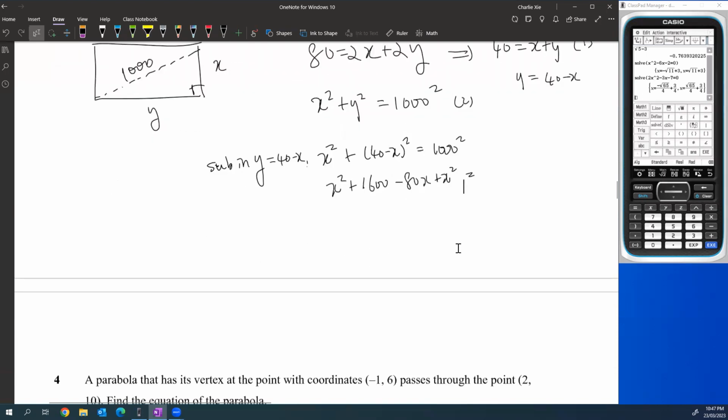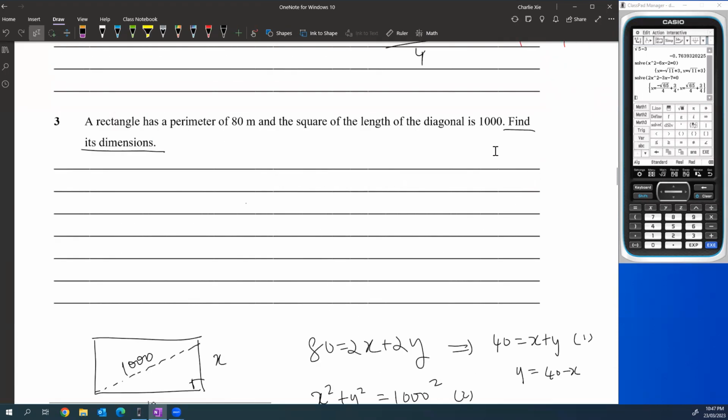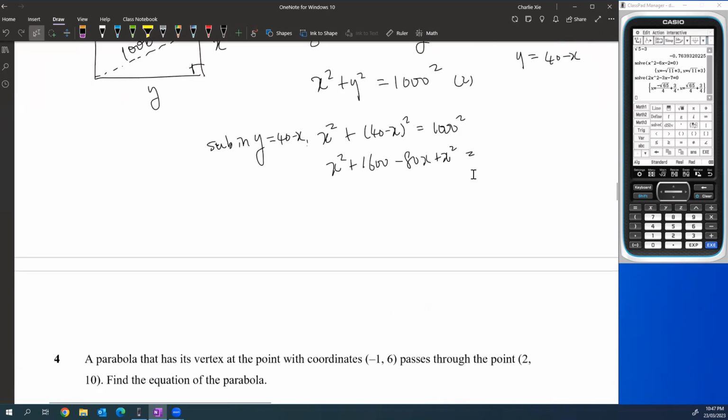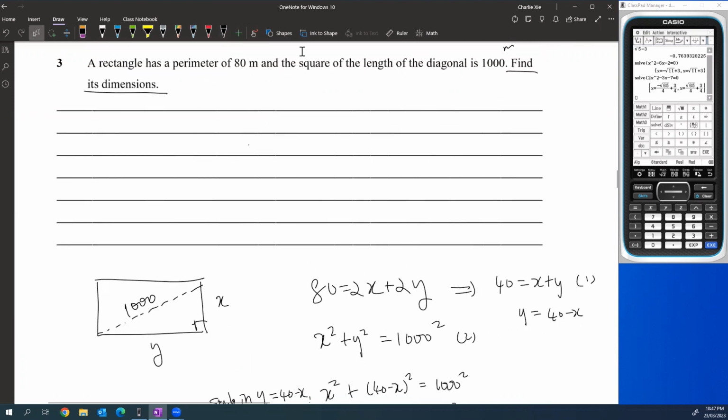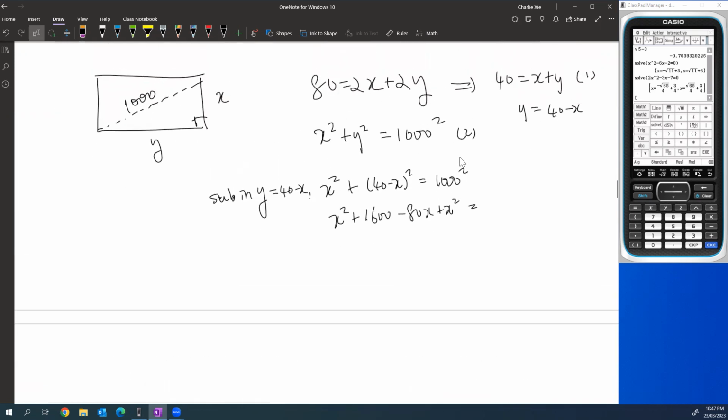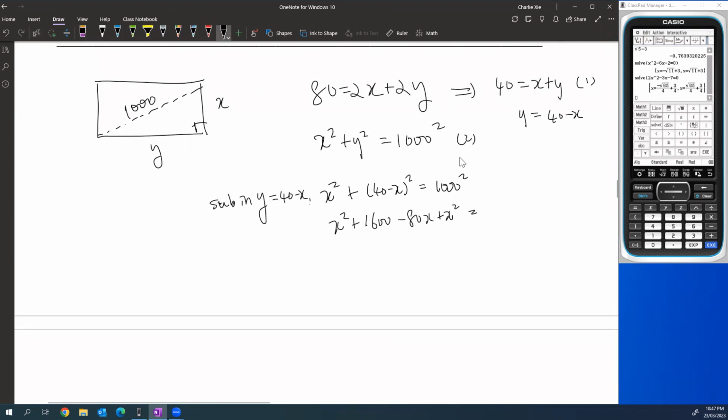Yeah, that's a very large number. Then just double check the units. I didn't mention the units. I have to assume that's meters. Let me double check. Diagonal is 1000. We'll assume that's meters. So that's right. So 1000 squared would be a million.